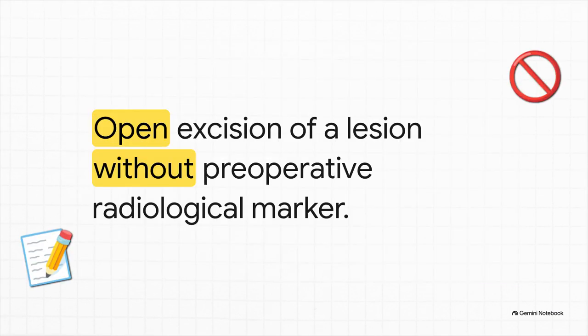Now what about CPT 19120? How does a duct excision differ from that one? Well, 19120 is for an open excision of a lesion. And yes, that includes a duct lesion. But the key detail, the thing you really need to watch for, is that it's done without a preoperative radiological marker. If the surgeon goes in for a known lesion and there's no wire placed beforehand by radiology, the guidelines point us straight to 19120.